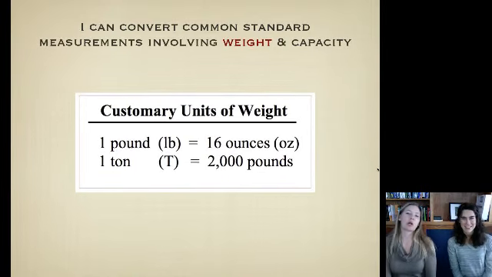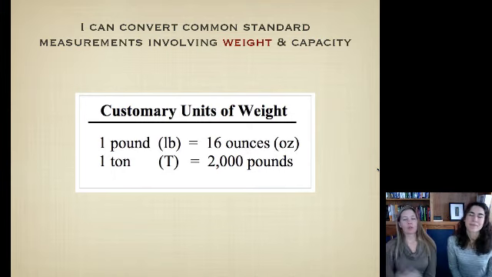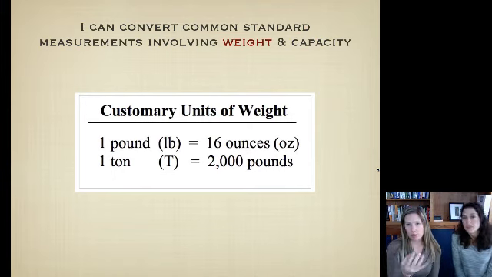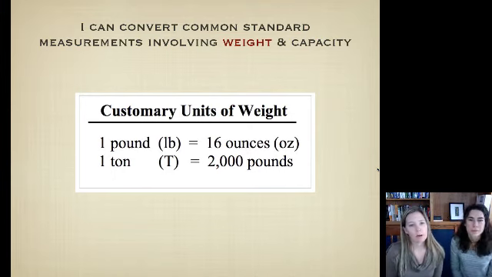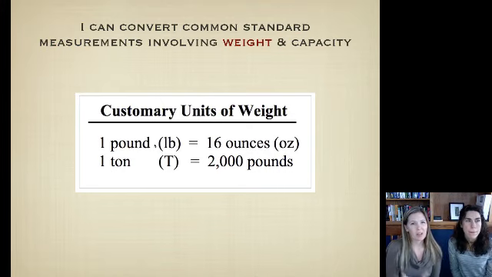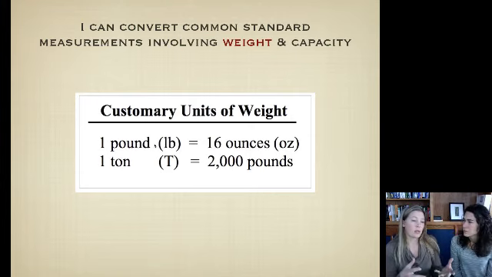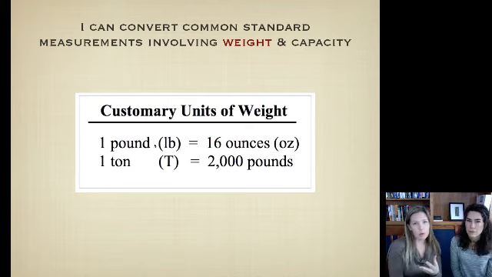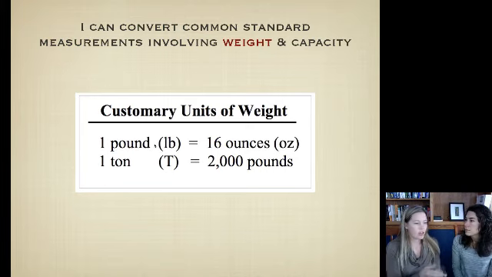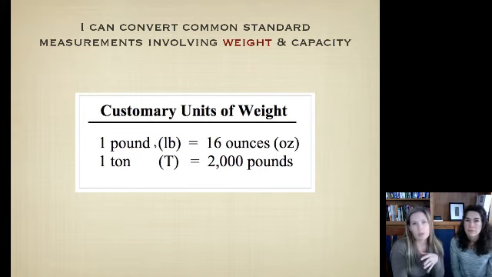So now we're going to talk about weight. Capacity, again, if you remember, was all the liquid measurement stuff. Now we're talking weight. So in customary units of weight, you think about when you get on the scale and weigh yourself, you weigh yourself in pounds, right? Now, when you were a baby, if you go home and ask your parents how much did I weigh when I was born, chances are it's not going to be a flat 7 pounds. It's going to be 7 pounds, 8 ounces or something.